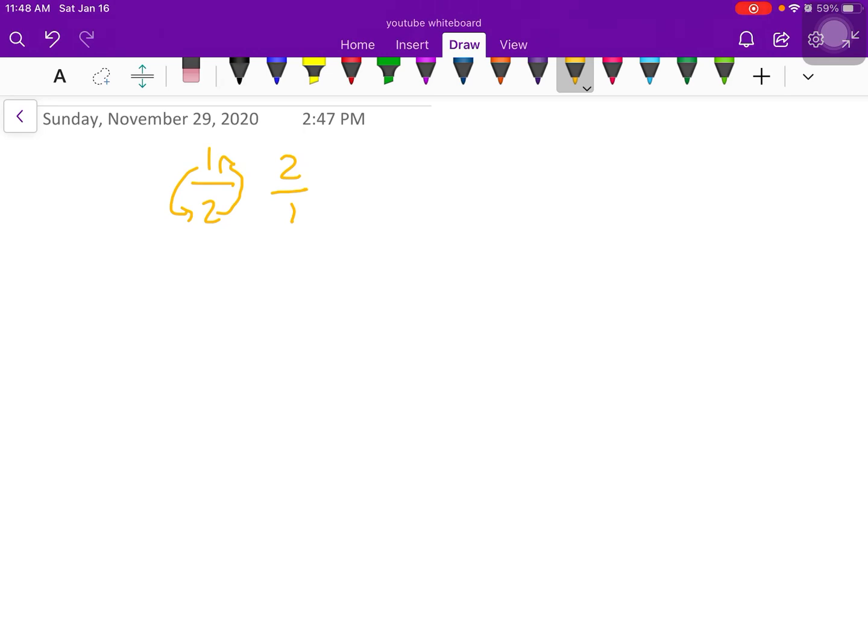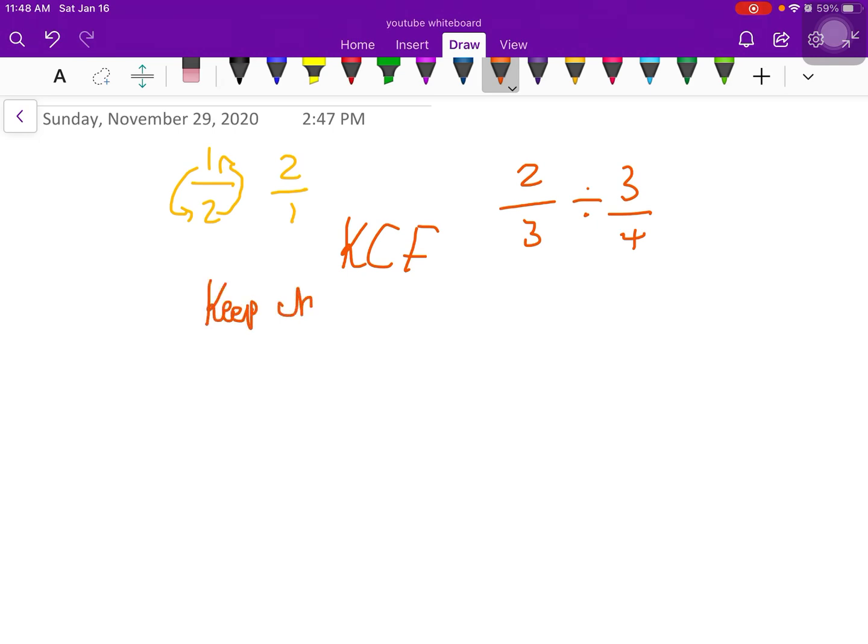So let's say we're given the problem 2/3 divided by 3/4. Now, to divide this, I'm gonna show you guys a simple trick, using the reciprocal to actually divide fractions. And this trick is called KCF. Not KFC, not Kentucky Fried Chicken. Keep, change, and flip.